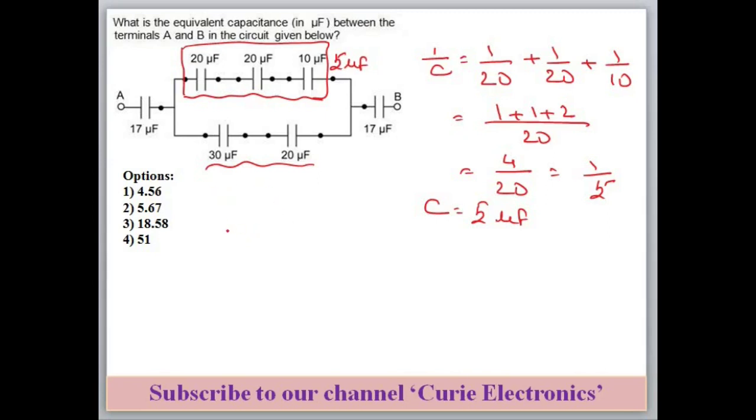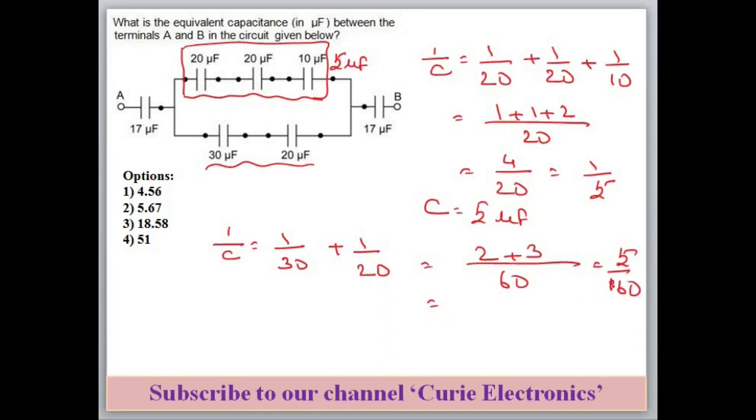Similarly, here 1 by 20 plus 1 by 30. 1 by C is equal to 1 by 30 plus 1 by 20. Over 60, 2 plus 3, 5 by 60.